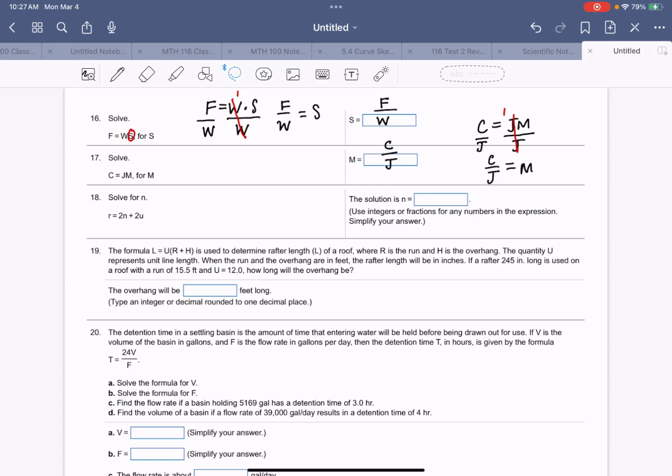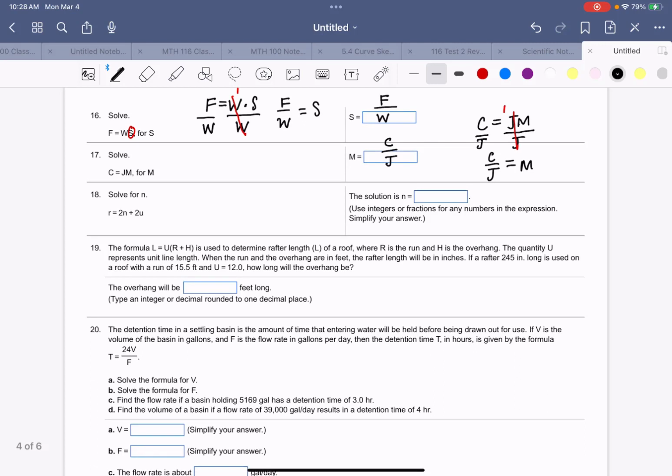Example 18. Solve for N. R equals 2N plus 2U. So I need to isolate this N term. First thing I'm going to do is move the 2U by subtracting it because it's being added. So R minus 2U is 2N.